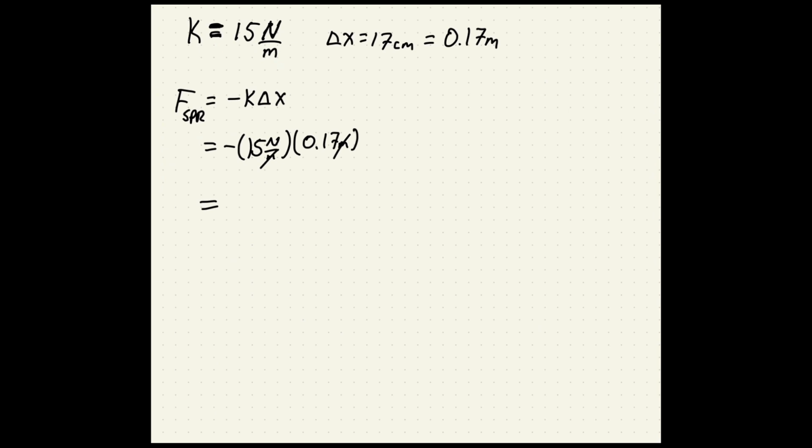If I plug this into a calculator, I should get something around 2.55. And our units for meters have canceled, leaving us with just newtons. We have that negative sign out front, which tells us it's going in the opposite direction to the way we are pulling it. And that would be our answer.